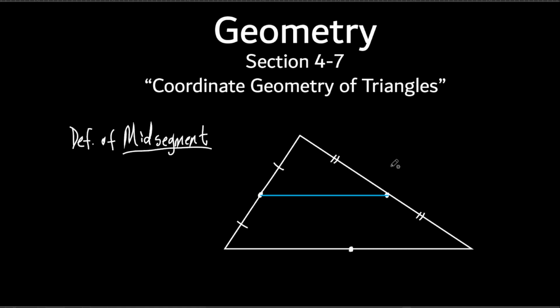There's not just one mid-segment because I could connect two other midpoints, couldn't I? So let's do that in a different color. What if I connected from this midpoint to this midpoint? Guess what I have? Another mid-segment. So the blue one's a mid-segment and the yellow one's a mid-segment.